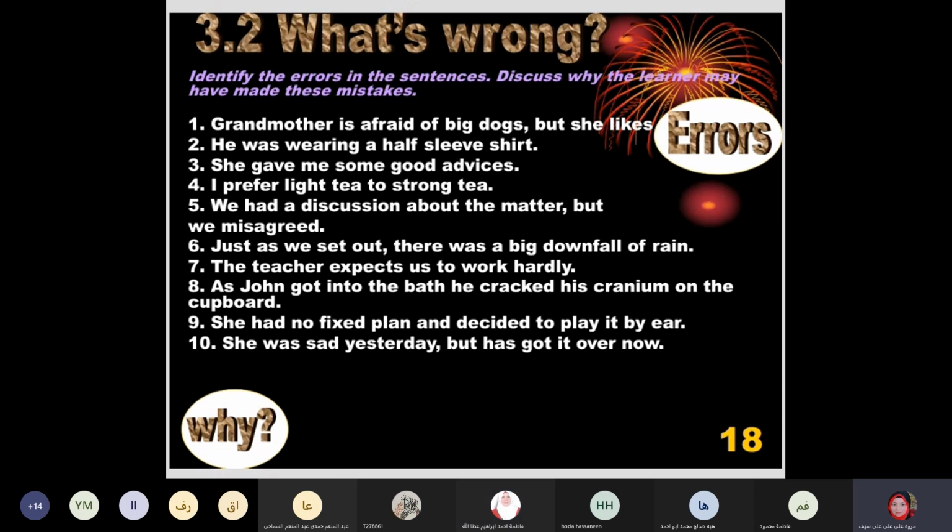So, my dear colleagues, now back to the slide and the exercise. What's wrong? You will read the statements and identify the errors in the sentences, and we will together discuss why the learners may have made these kinds of mistakes. You have maybe 5 minutes to prepare yourself and find the mistakes, and then 5 minutes again to have a choral discussion about the kinds of mistakes and the reasons behind making them. Go ahead, read the statements, take your time, and we are back together in 5 minutes.